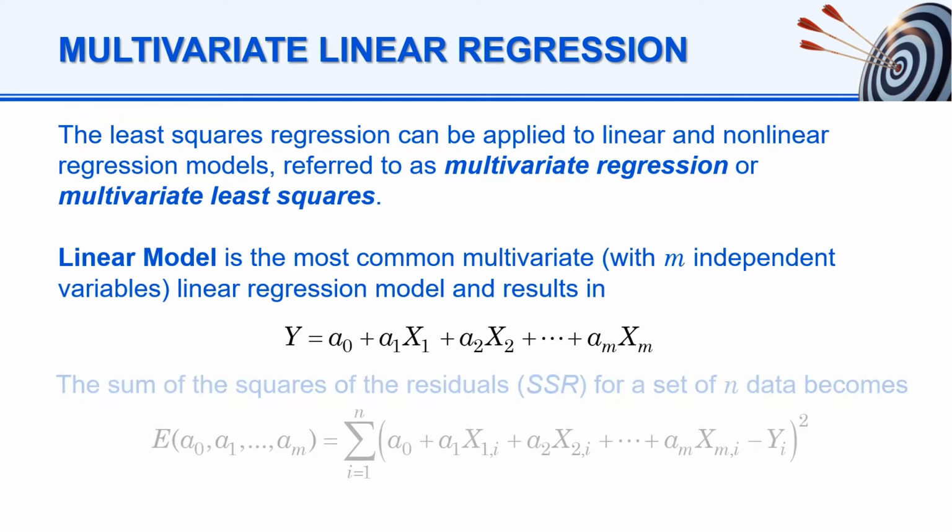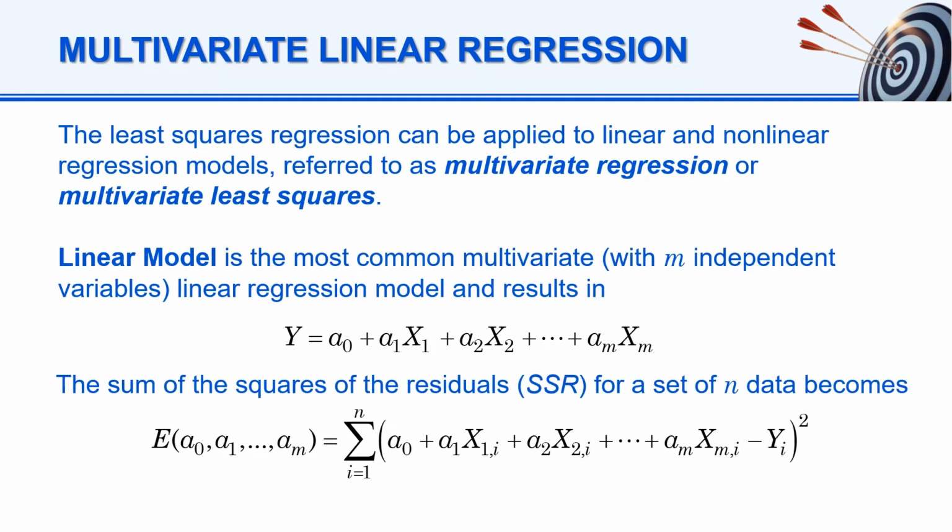The objective function, that is, the sum of the squares of the residuals, SSR, for a set of n data points becomes the following, where a0 through am are the model parameters.